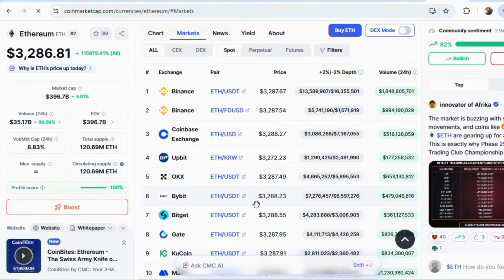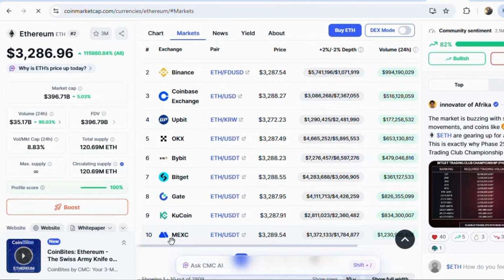But on Bybit, the buyers are a little bit more, but this doesn't affect the overall price, because if you calculate all the buyers from the top 10 exchanges and calculate all the sellers, you can see that the people who are willing to sell are more than the people who are willing to buy, than the money ready to exchange for buying Ethereum. So let's peep on the top 10 exchanges first of all.